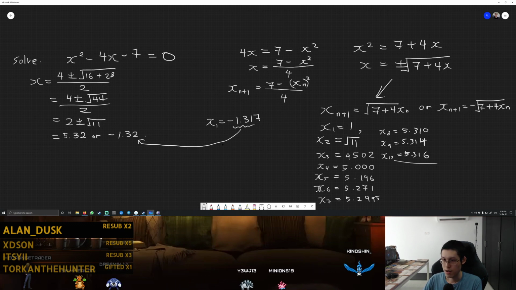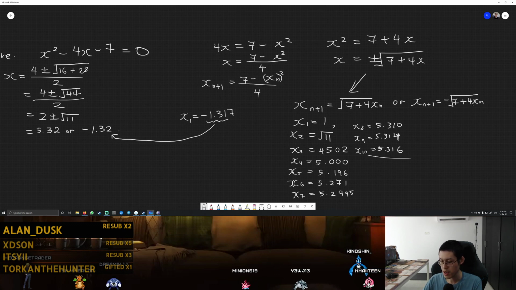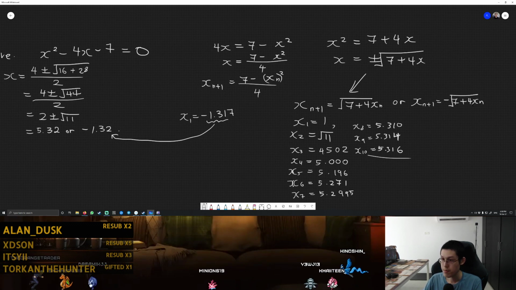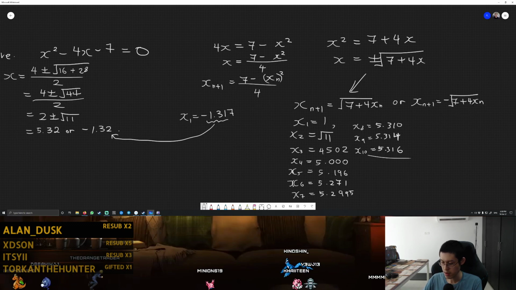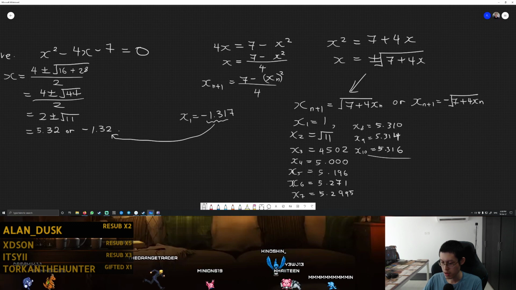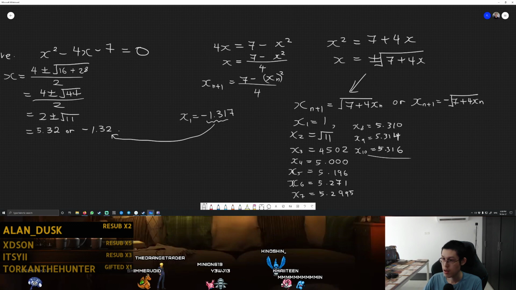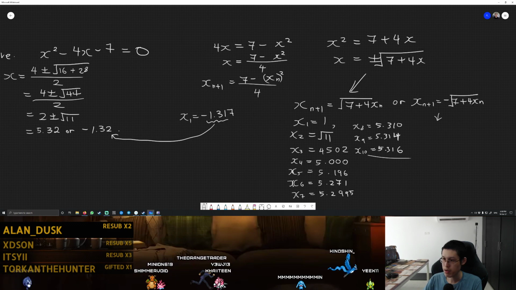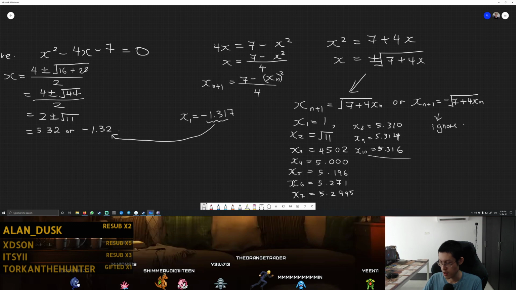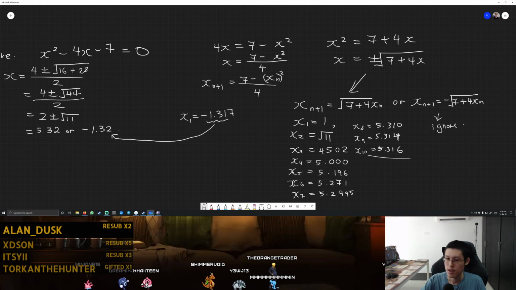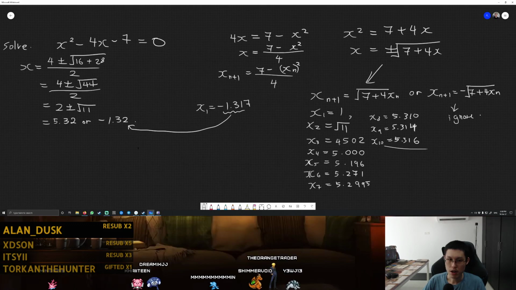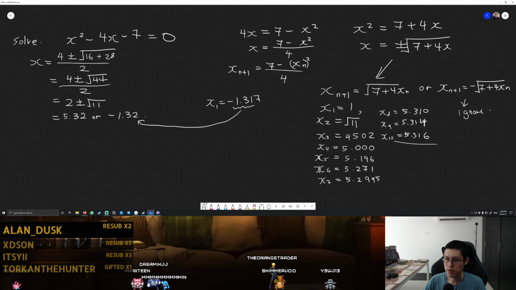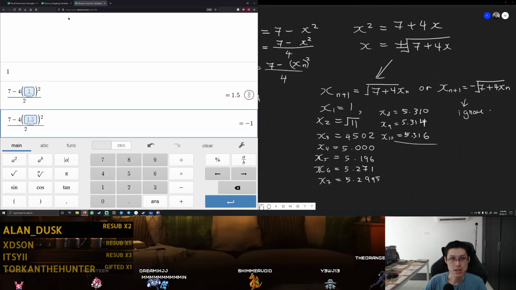What if we tried with this one instead? Will we get the same thing? Well, let's see. Negative square root of 7 plus 4 answer. If we keep going, we just get math error, because you can't put a negative in a square root. So this gives me math error, so we ignore this one. There you go. So that's how you find the roots of a quadratic using the fixed point iteration method. Okay, so let's go behind the scenes and show you what's actually going on.